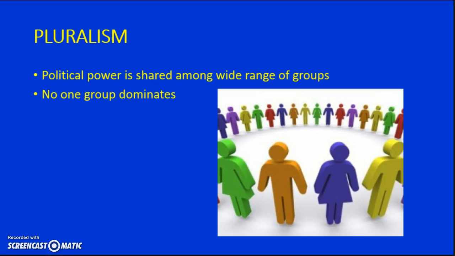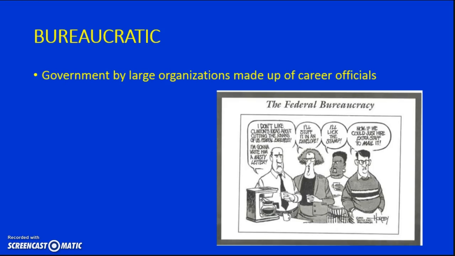Another theory is pluralism. Pluralism says that there are many groups vying for power and that each group does have access to government. Each group can be successful in reaching government, influencing government, and getting something in return. And no one group dominates. The next theory is the bureaucratic theory that says that government is run and the power lies in the large bureaucracies, the large organizations, the offices and agencies of government that are there administration to administration.